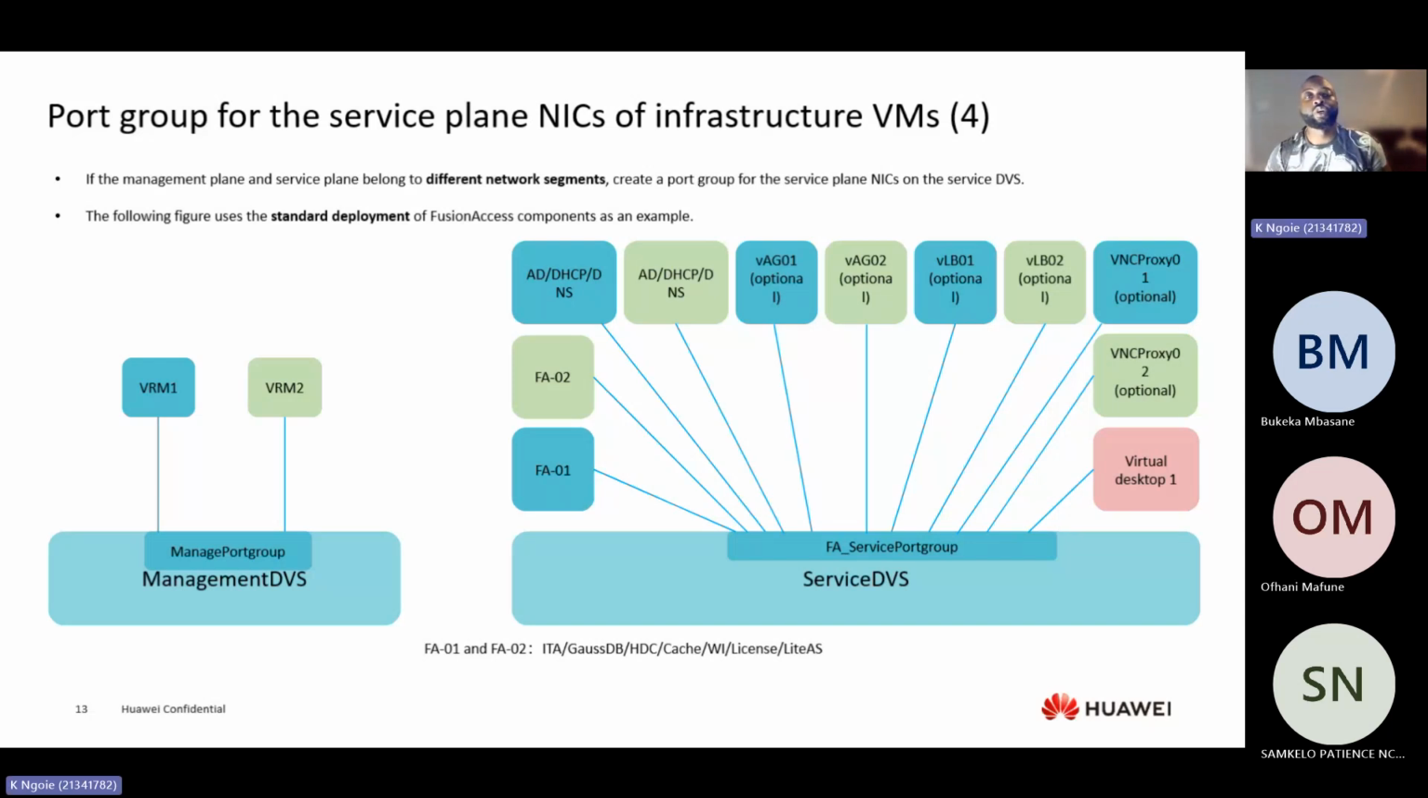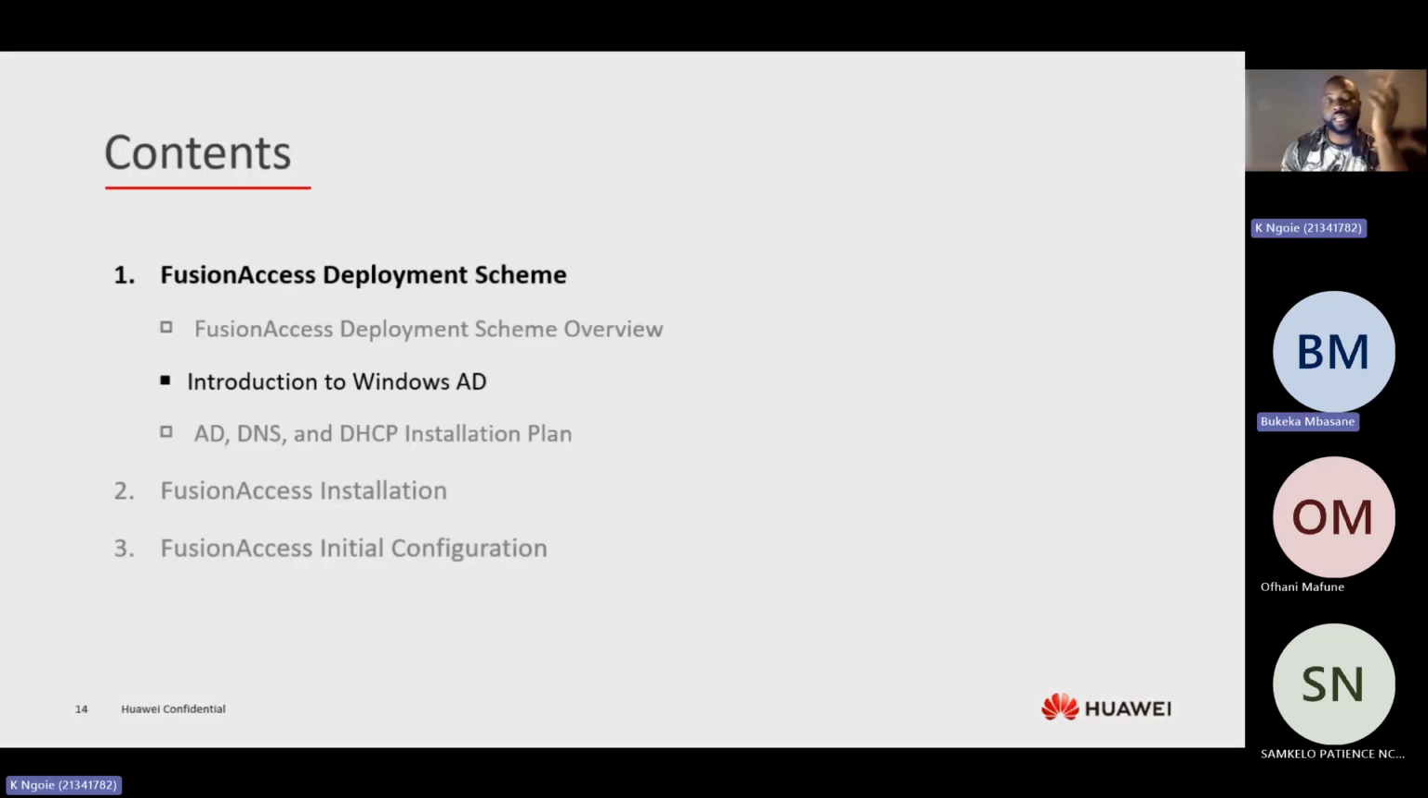Okay, so now in this case, because the service plan is on a separate network, it should be connected to its own dedicated distributed virtual switch, which is the service DVS. So in this case, we're going to have this type of architecture.